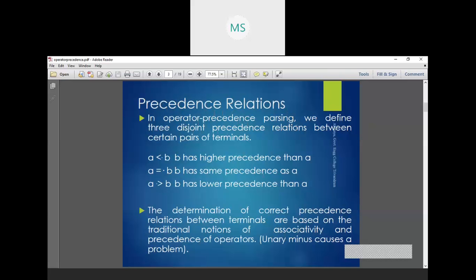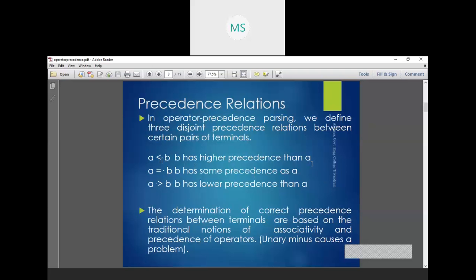In operator precedence parsing, we define three disjoint precedence relations between a certain pair of terminals. We should always take a pair of terminals to write a relationship between. The relationship can be written using the less than symbol, equal symbol, and greater than symbol. See, A less than dot B. When comparing A and B terminal symbols, if you get a less than symbol, it means B has higher precedence than A.